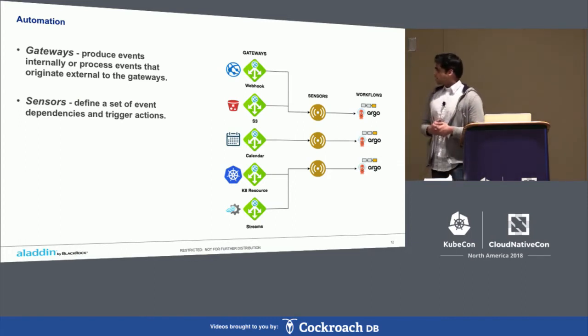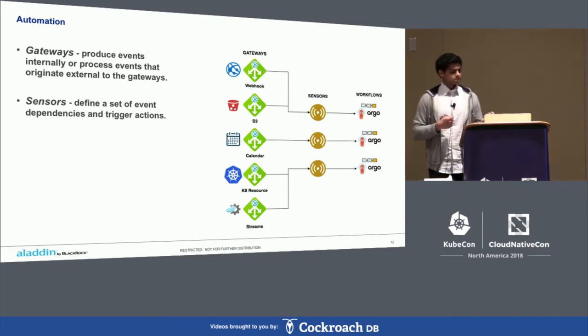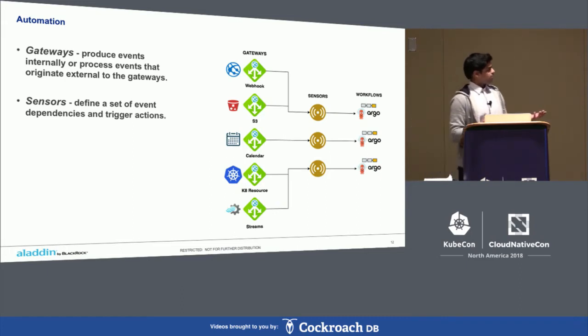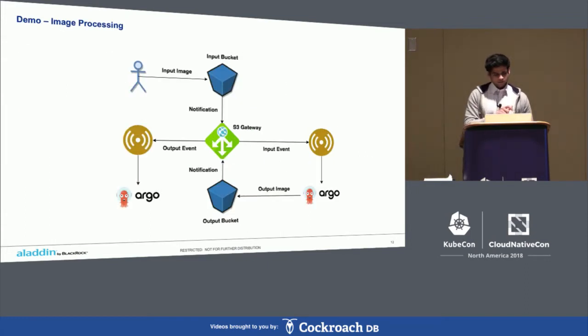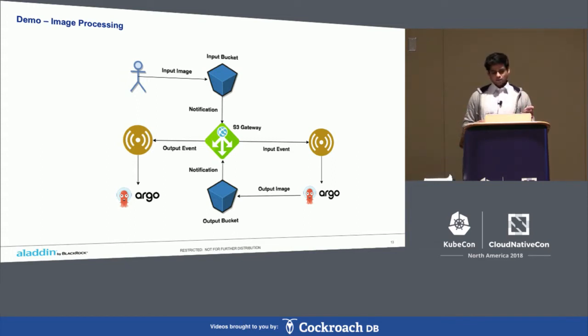Now at BlackRock, in most of our use cases, we have Argo workflows as the triggers. But you can essentially trigger any Kubernetes resource. It can be a standard Kubernetes resource like a pod or deployment, or it can be any custom resource. So you can have these things as the triggers. So yeah, we are going to see Argo Events in action. So I'm going to explain what we are going to do here. We will set up a simple image processing pipeline, and we will set up a gateway for S3. And we will have some sensors and some triggers running. Matt?